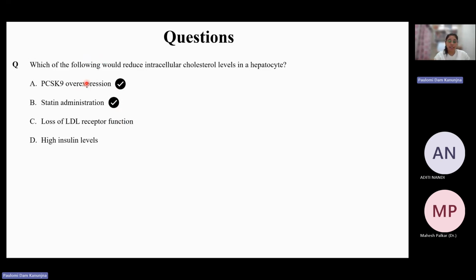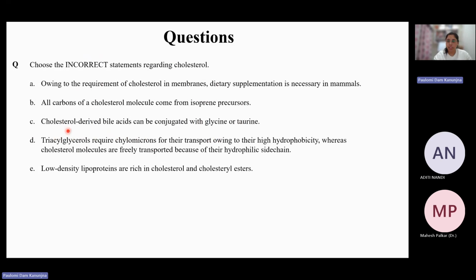And statin administration, as we have already discussed, statin is an inhibitor, right? C is basically true because if you have loss of LDL receptor function, it's reducing the intracellular level because you cannot take it inside, you cannot uptake the cholesterol. And insulin, as we know, promotes cholesterol synthesis, right? So it cannot go hand in hand with this. Right. I'm sorry, this one.